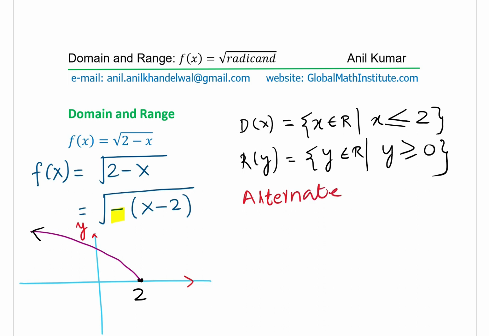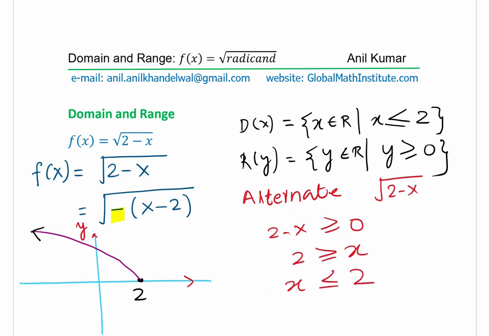So within the square root, we have the square root of 2 minus x. We know that 2 minus x should always be greater than or equal to 0, since the square root of a negative number is not defined. So we could solve this inequality, right? You could take x to the other side. So you get 2 is greater than or equal to x, which means x is less than or equal to 2. So that also gives you the domain by solving inequalities.